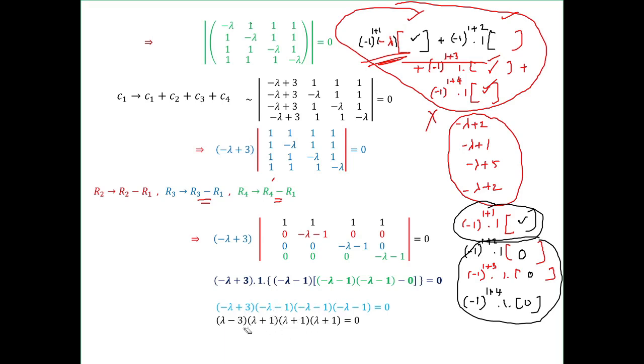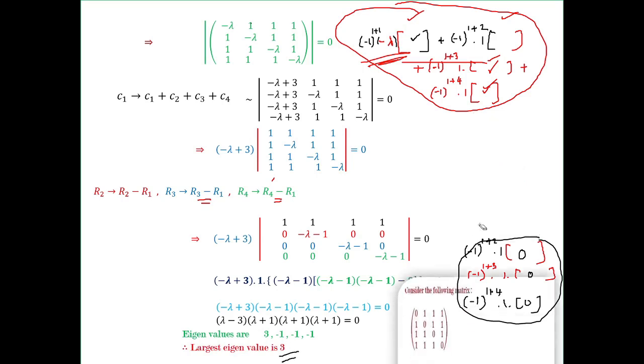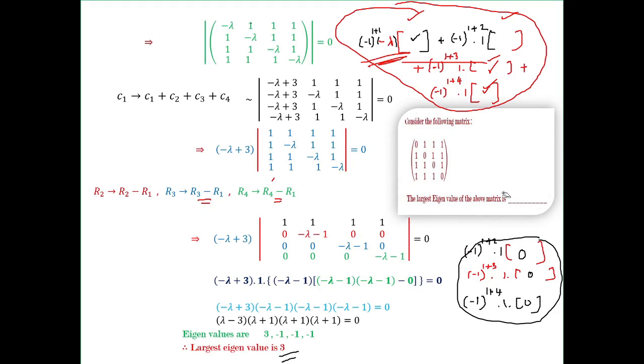So indirectly, how many eigenvalues? The eigenvalues are total 4. First one is 3, second one is minus 1, third one is minus 1, fourth one is minus 1. So these are the eigenvalues: 3, minus 1, minus 1, minus 1. Therefore finally, the largest eigenvalue is how much? The largest eigenvalue is 3. Okay, so in this the largest eigenvalue is 3.